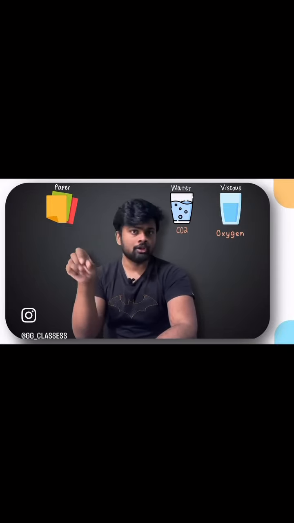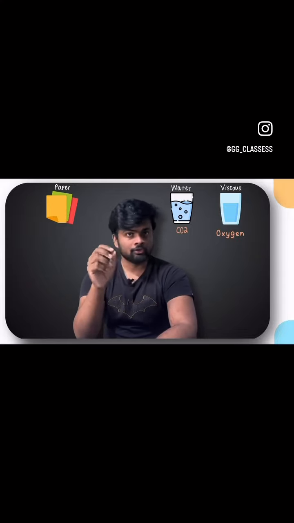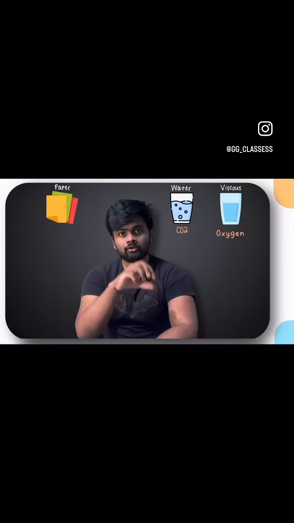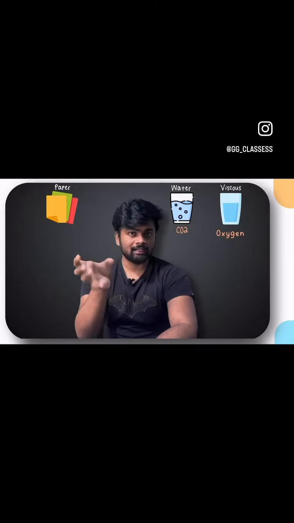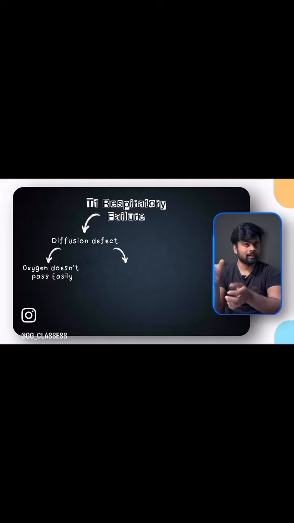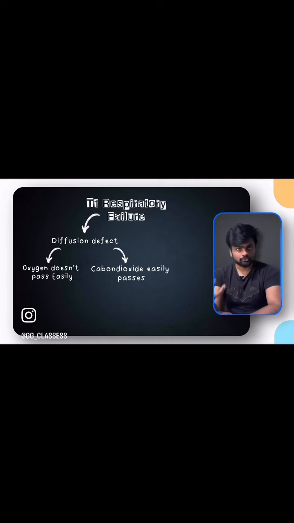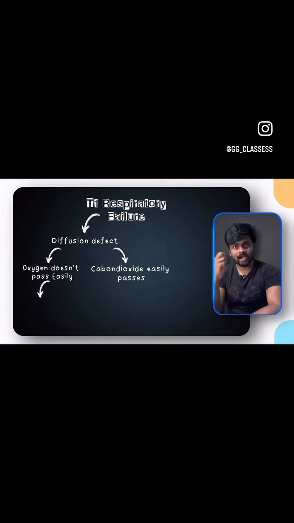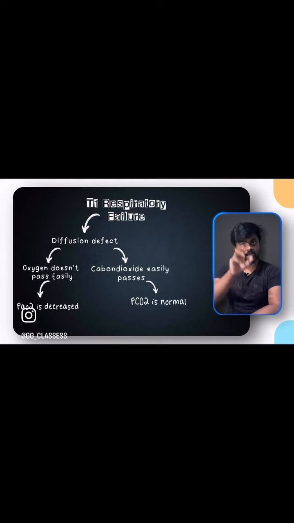Similarly, here our oxygen is that viscous liquid and carbon dioxide is the water. So carbon dioxide, whether the paper is thin or thick, will pass easily, as it is very less viscous. Similarly, our oxygen doesn't pass through that paper unless it is very porous paper. So whenever there is a diffusion defect, if there is a defect in the membrane, oxygen doesn't pass easily, but the carbon dioxide easily passes through that membrane. So in diffusion defects, the partial pressure of arterial O2 will be decreased because the oxygen transport from alveoli to arterial blood is decreased. Similarly, the partial pressure of arterial CO2 is normal because the carbon dioxide diffusion is normal.